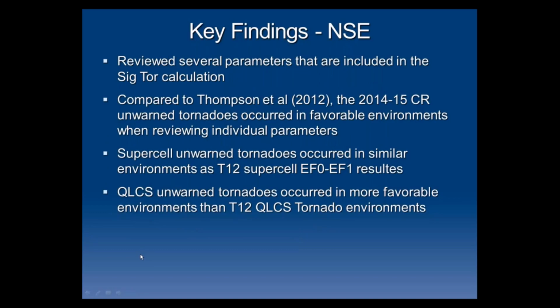So some key findings. We reviewed several parameters that included the SIGTOR calculation compared to the Thompson 2012. Overall, the supercells compared favorably to the Thompson 2012 supercell EF0 and EF1 results. Also, the QLCSs' unwarned tornadoes actually occurred in more favorable environments than what the Thompson 2012 QLCS tornado environment showed.